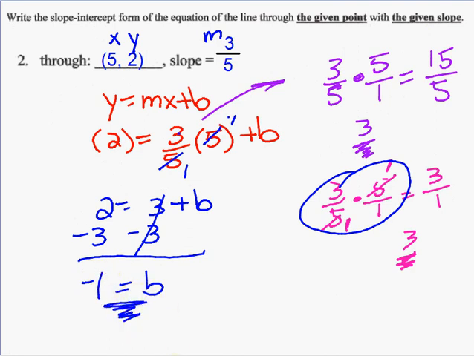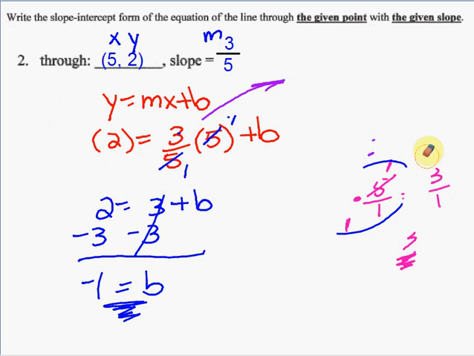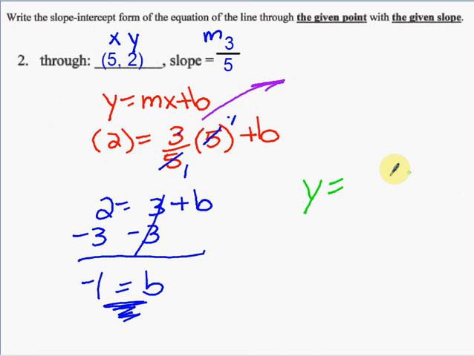Okay? Now I'm going to erase this other stuff here that I was doing as kind of side work. And I'm going to write my equation and then I'll be done. So my final answer is going to be y equals the slope that we were given, followed by the letter x, and then the y-intercept is minus 1.